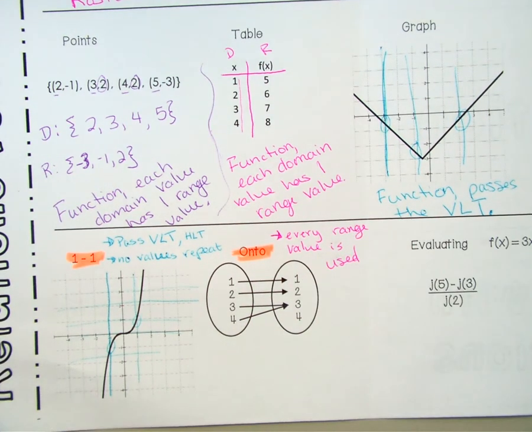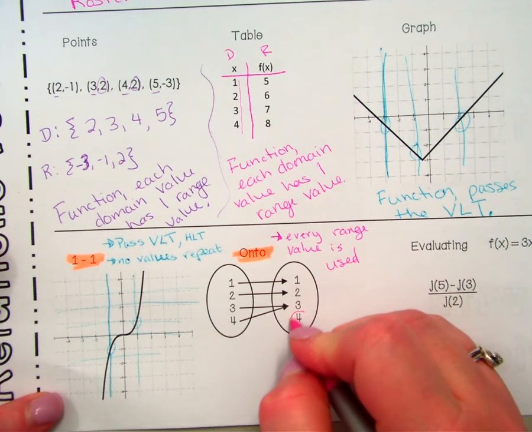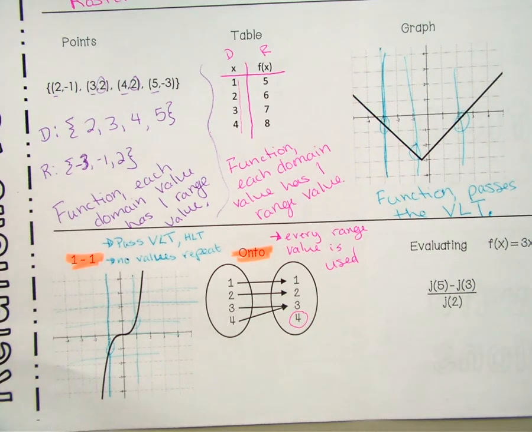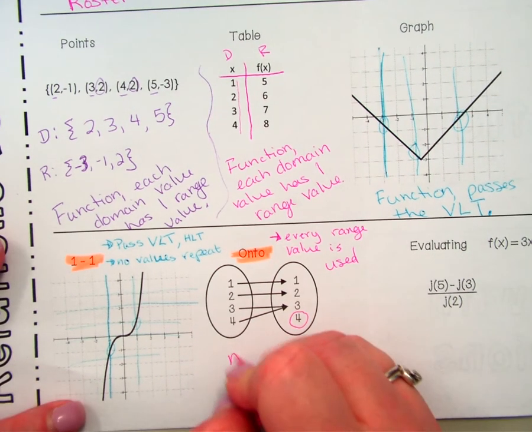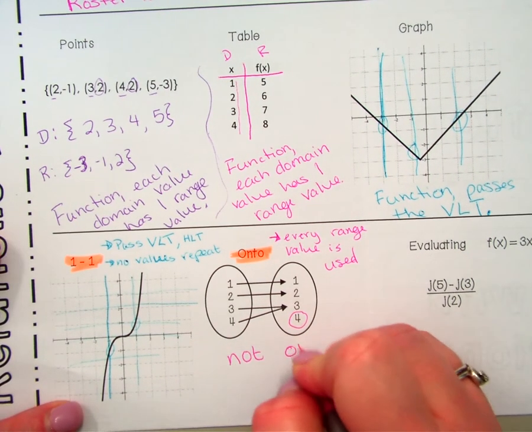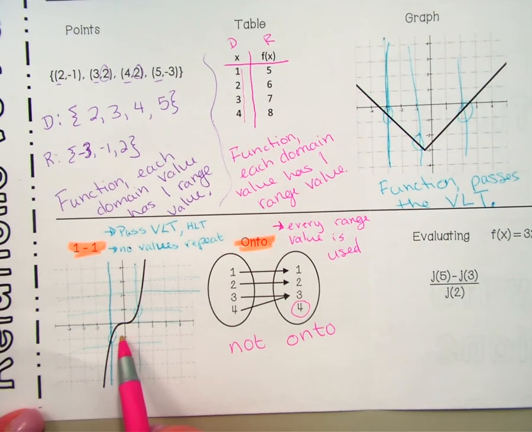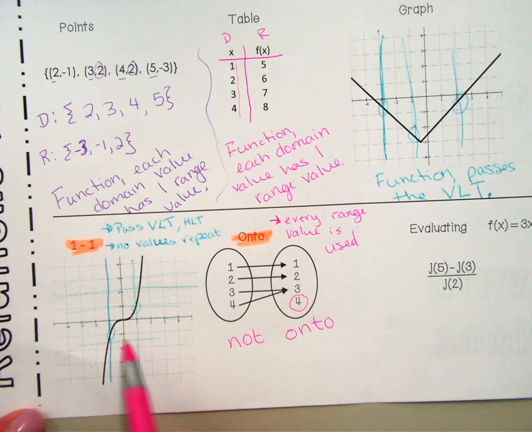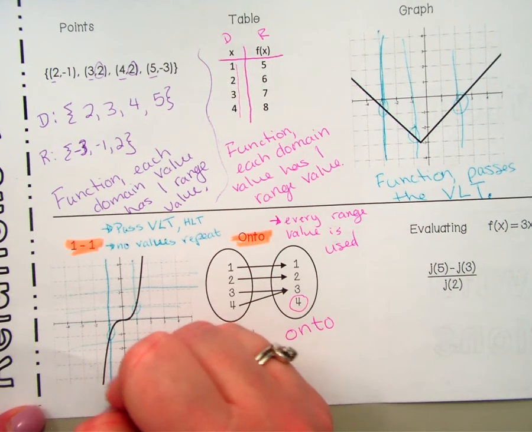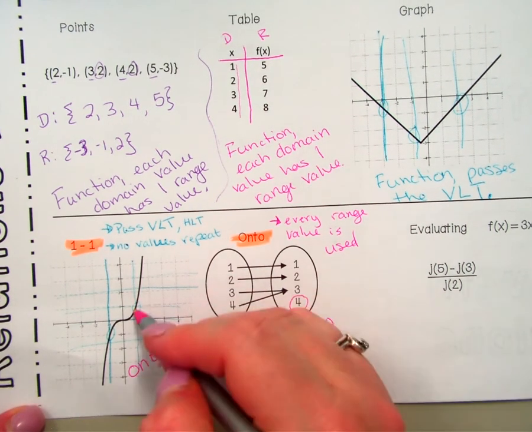Every range value is used. So for example, my mapping diagram that I have there, this range value of 4 right here is not being used. So this is actually not onto. This is an example of not onto. However, my graph over here that I used for one-to-one, this would also be onto because it uses every range.